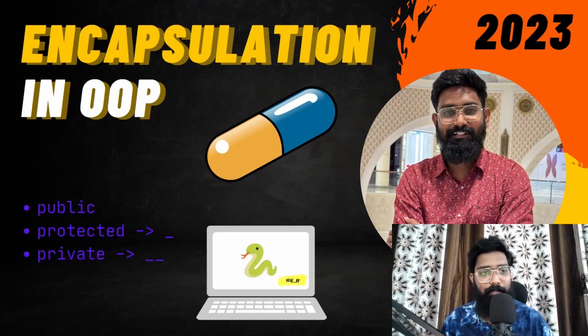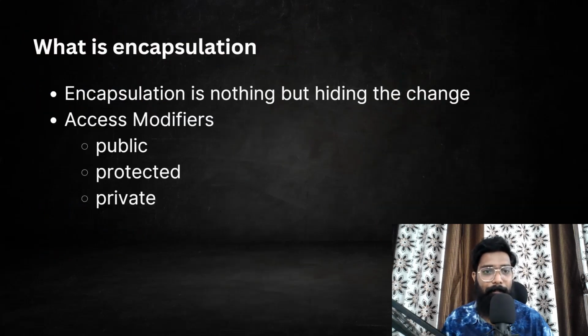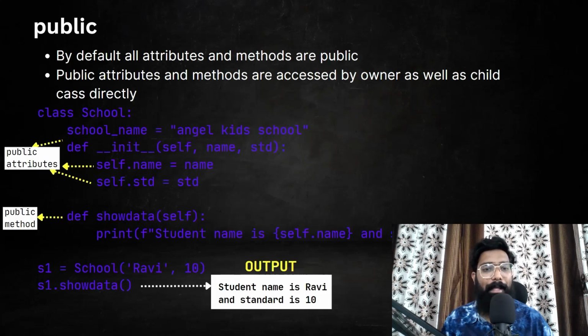I am Viraj and today we are going to discuss encapsulation in object-oriented programming. Encapsulation is nothing but hiding the change. We can achieve encapsulation using access modifiers: public, protected and private. By default, every attribute or method is public in nature.